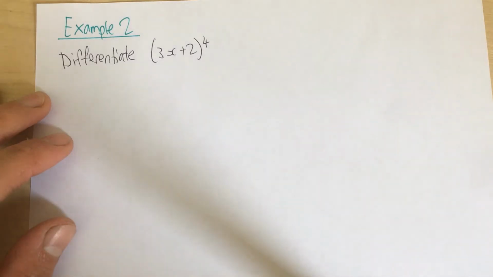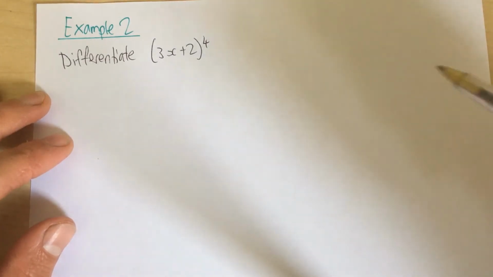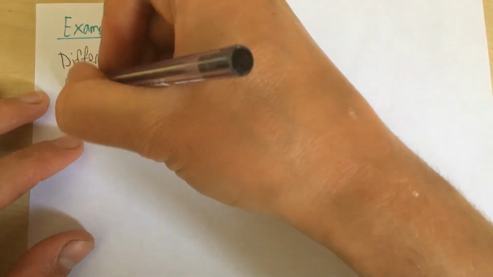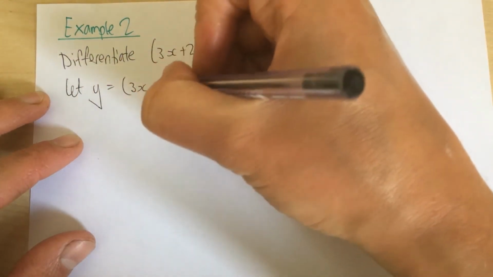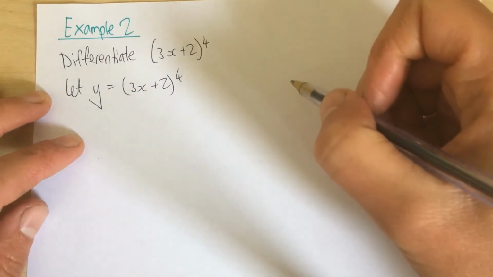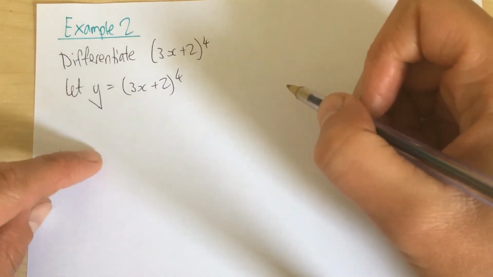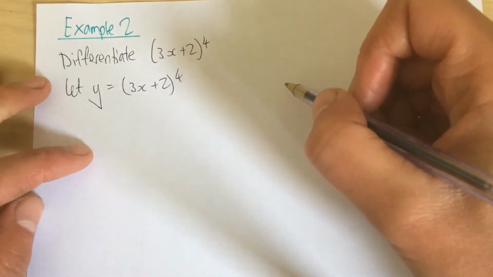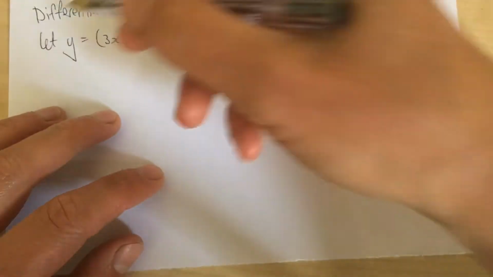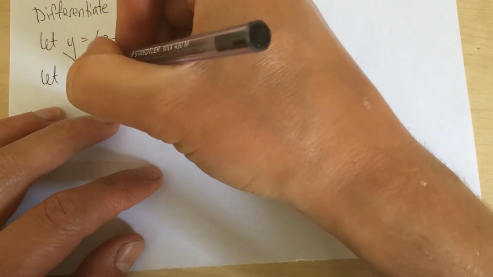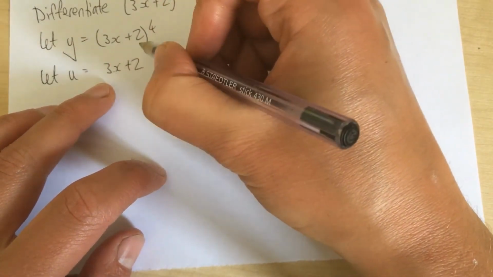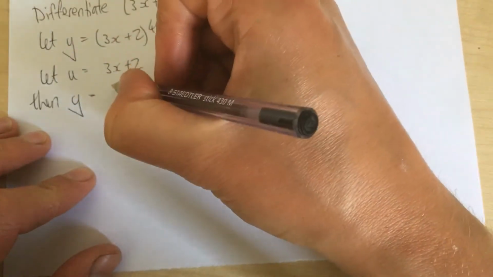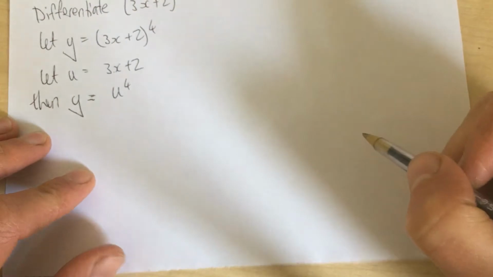Example 2, differentiate (3x plus 2) all to the power of 4. First thing I'm going to write is let y equals my function here, (3x plus 2) all to the power of 4. By writing this, it means I can correctly write the value of dy by dx later on. Well, first step is to say let u equal 3x plus 2. That is what's inside the brackets here. Then I can say that y equals u to the power of 4.